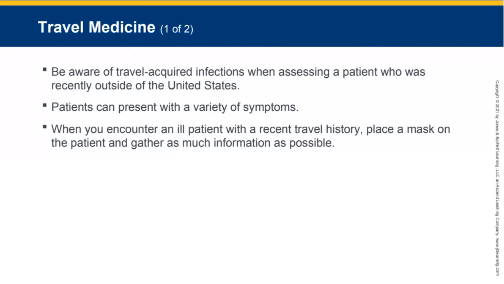All right, so for travel medicine, we must be aware of travel-acquired infections when assessing a patient who has recently traveled outside of the country. Patients can present with a variety of symptoms including fever, cough, vomiting, bloody diarrhea, body aches, and rashes. When you encounter an ill patient with a recent travel history, you have to place a mask on the patient and gather as much information as possible.